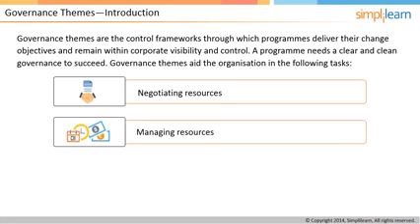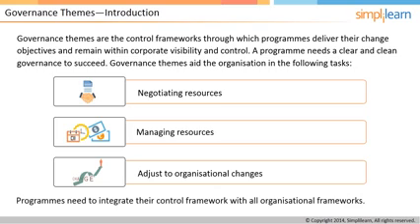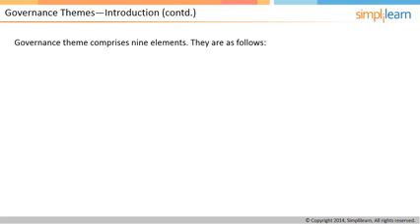Transparent and effective governance can help the organization in multiple ways. Effective governance can reduce the infighting between the constituent projects for resources. It manages the resources in such a way that both projects can deliver the planned outputs within the required timelines. It ensures that any change made to organizational strategy is timely and reflected in the program as well. We will continue our discussion on governance themes in the next screen.